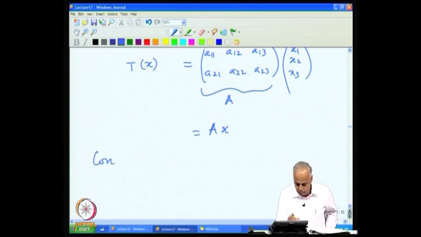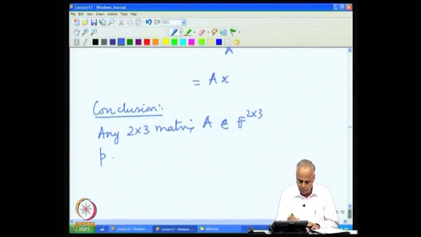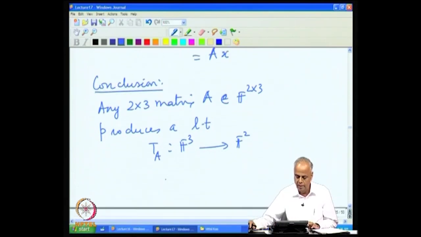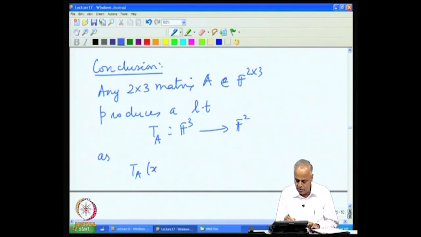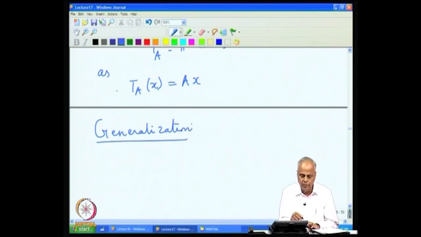So, the conclusion is, any 2 by 3 matrix A belonging to F2 by 3 produces a linear transformation T from F3 to F2. Since it depends on A, we will write it as T_A, with T_A of x equal to A times x. And this can be generalized as follows. Written in this form it is very easy to verify that T_A of x plus y is Ax plus Ay, because matrix multiplication is distributive, and T_A of alpha x is alpha times Ax, because scalars can be pulled out of matrix multiplication.